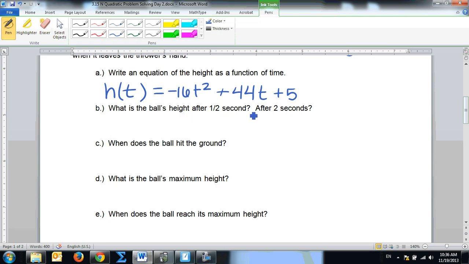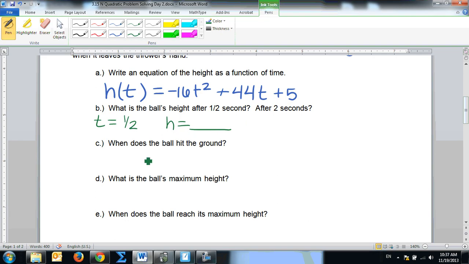What is the ball's height after half a second and then after 2 seconds? Okay, so let's think about it. What are we given? Good. We're given that t equals 1/2. T is our independent or our dependent value? Independent. It's what we're plugging in, right? So we are looking for the height. We're looking for the height.